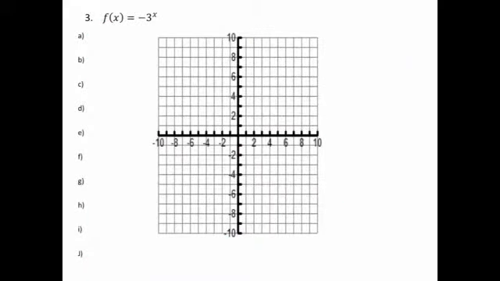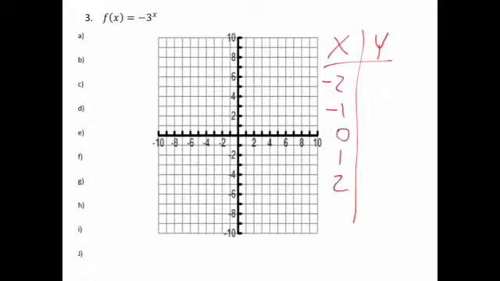So let's move on to 3. Again, this is exponential. Notice the exponent is where my variable is. You need to plug in some numbers like -2, -1, 0, 1, 2. And you just plug those in. 3 to the negative second power is 1/9. So that's going to give me -1/9 because it has the negative out front.